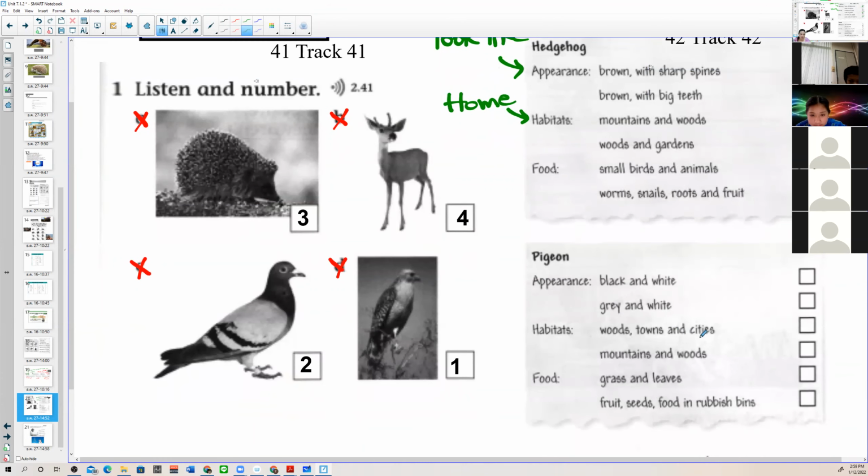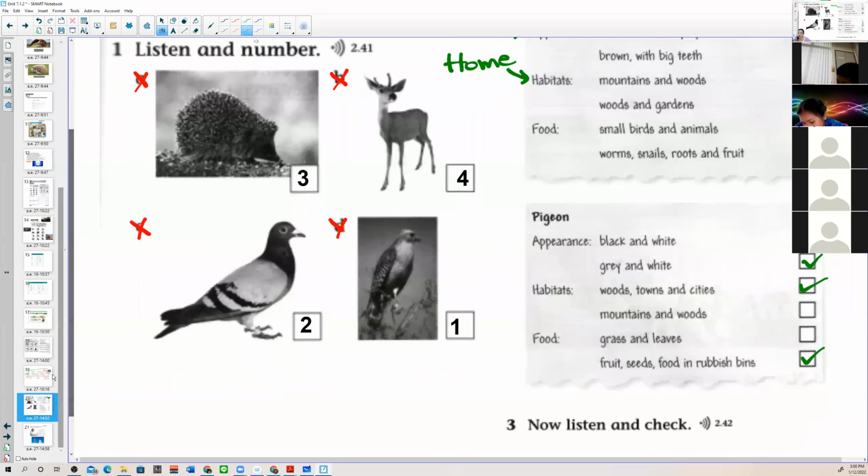Pigeon. What do they look like? Grey and white. Grey and white. Habitats. Where do they live? Woods, towns, and cities. Yes. Okay. What about food? What do they eat? Fruit, seeds, food in rubbish bins. Yes. Sometimes they go through the food that we left in the rubbish bins. These are called the city birds.